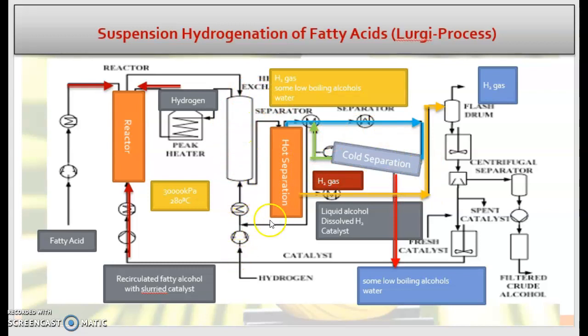Okay, so the first is hot separation, to separate your hydrogen gas to be used back in the column. The remaining products will go to the next separator, where your hydrogen gas will go for the recycle, and your low boiling alcohol and water also will be separated. Then the separation will go to the flash down to remove any H2 gas, and also to separate any hydrocarbon, until you get the filtered crude alcohol for use.